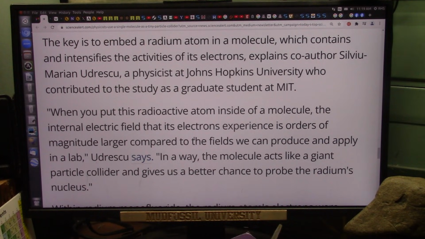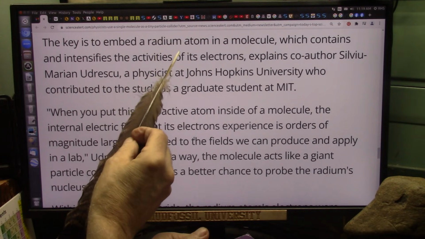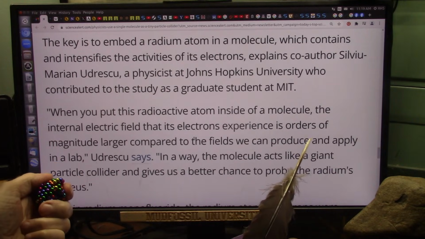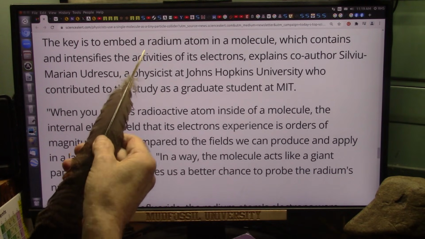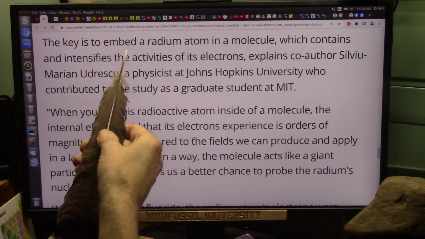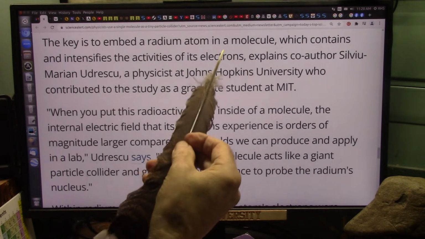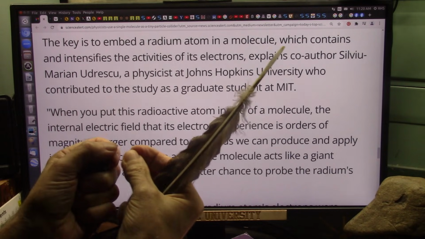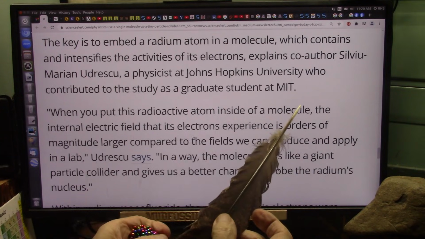All right, I'm going to try to explain this. It's really not that hard to understand. They're taking radium. Now, radium atoms are radioactive. They're just ready to fall apart, so radium is a good candidate for this. And they embed that particle that's ready to just split apart into another molecule, which intensifies the activity of the electrons inside that particle, and it makes them explode out. Basically, that's the way I'm taking it. I could be wrong, but I don't think so.